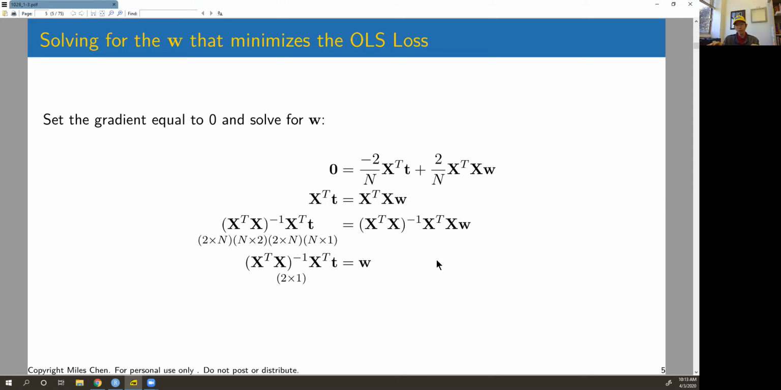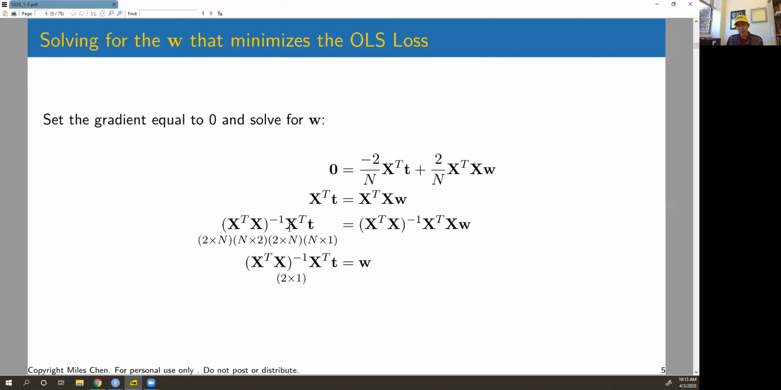Now, when you do matrix multiplication, the order matters. The matrix that we multiply by goes in front of the term. So when I multiply by x transpose x inverse, it's going to come to the front of here, and it's also going to come to the front here.